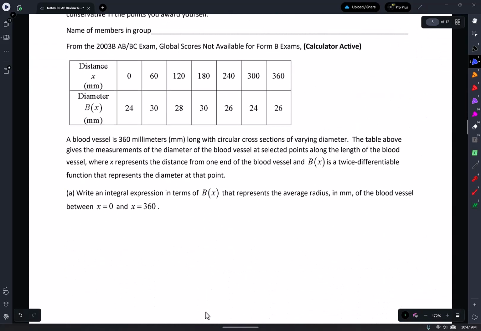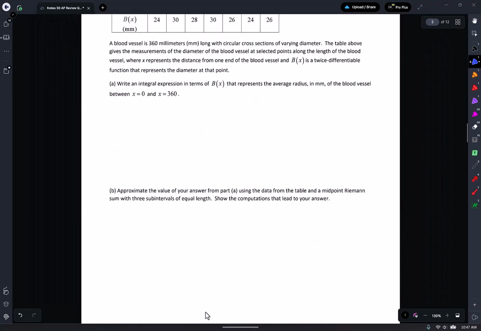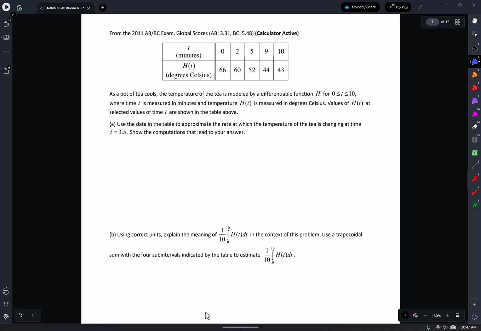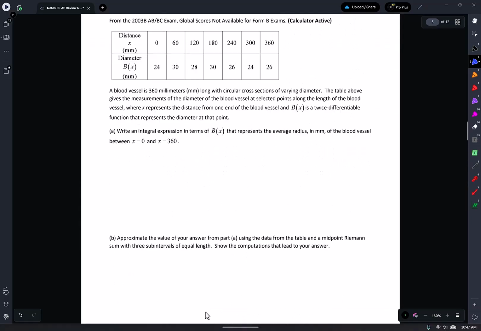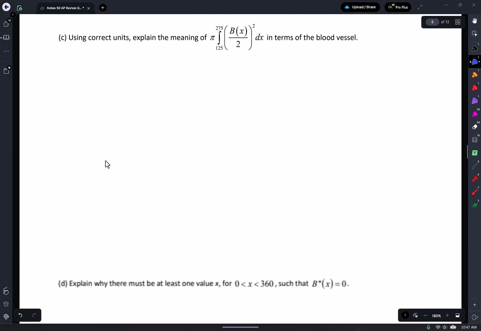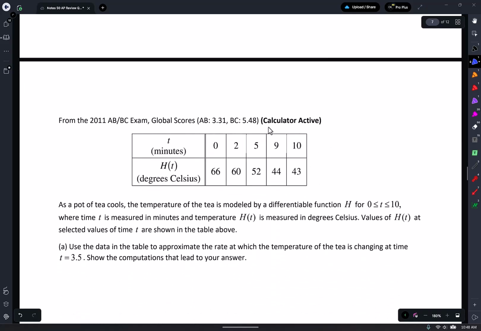We got 2 free response questions. Relax. I don't want you guys to finish them today, or if you can, that'd be great. The 2 are in groups. I put how many points. I didn't put it for that one, maybe because that one was a Form B. Yeah, that's a Form B. But I put it for the other one. And if you have questions, let me know.